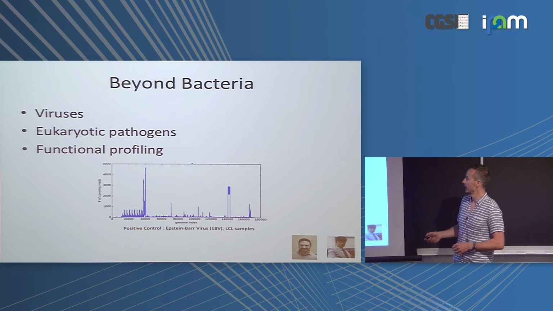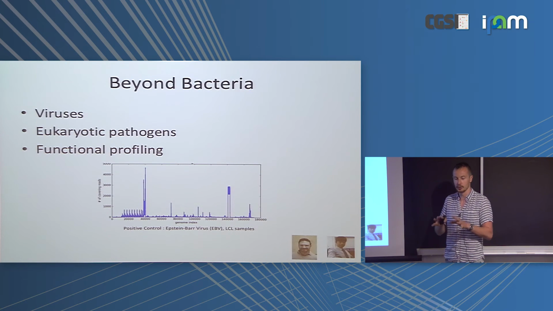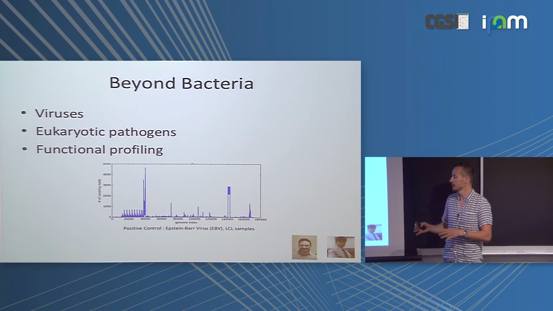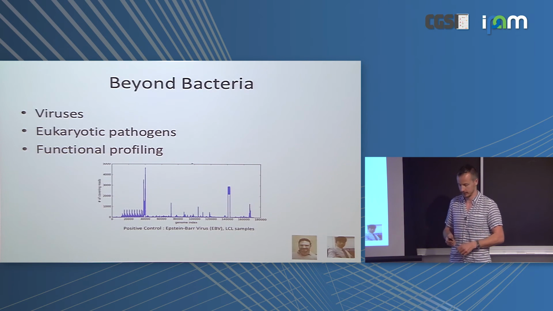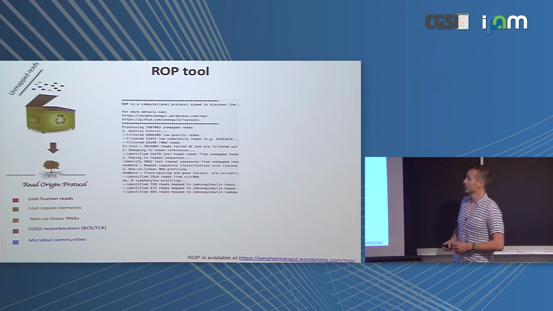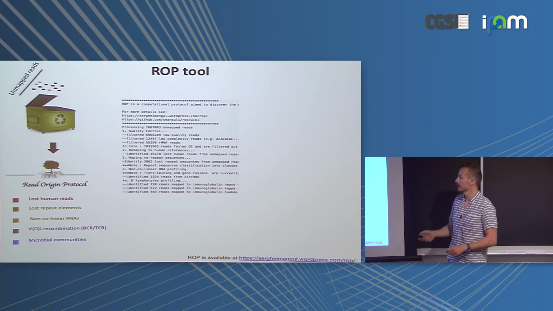Currently, we are extending. We want to go beyond the bacteria, and this is the positive control which we see. We took the LCL samples where EBV virus was used to transform the LCL. So we clearly observe nice coverage of EBV. This tells us that if the virus were in your sample, the pipeline would be able to detect it. So we designed the ROP tool, which is able to profile the repeats, the non-collinear RNAs, to quantify the immune response by looking at the VJ recombinations, and to study the microbial communities.